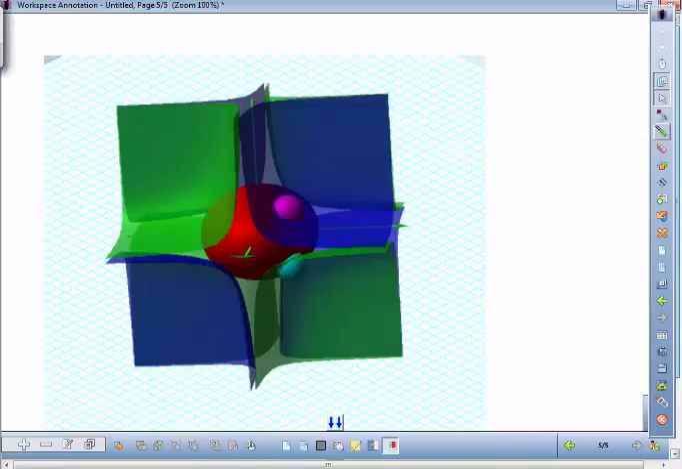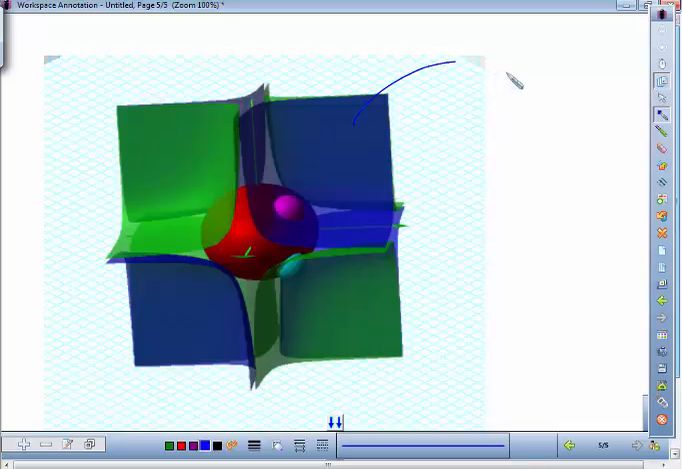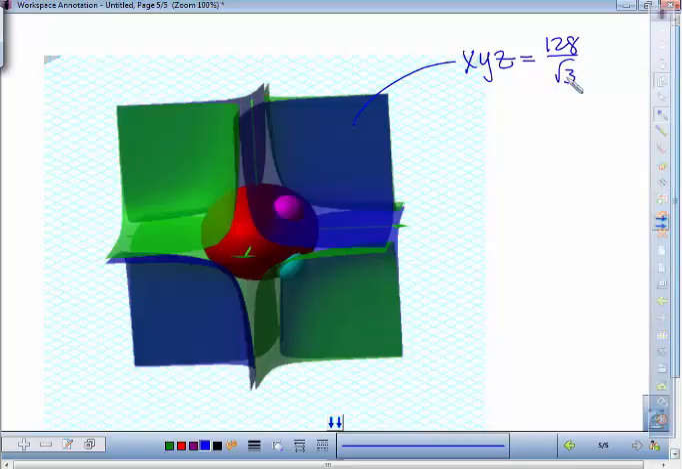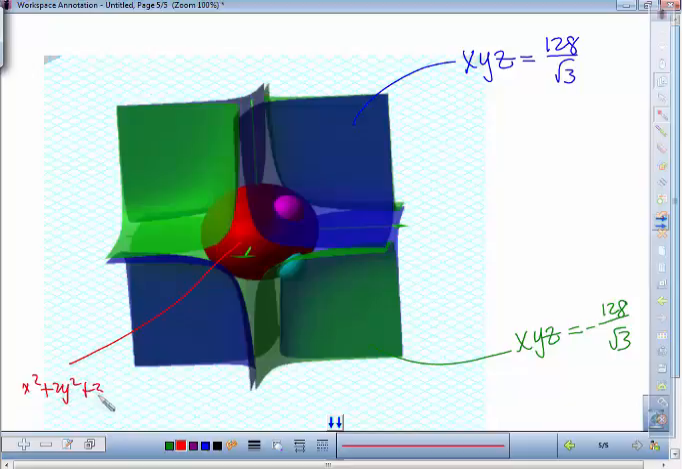So the blue graph is a level curve x, y, z is equal to 128 over square root of 3. The green graph are level curves x, y, z is equal to negative 128 over square root of 3. And the red graph is your constraint, x squared plus 2y squared plus 3z squared is equal to 96.